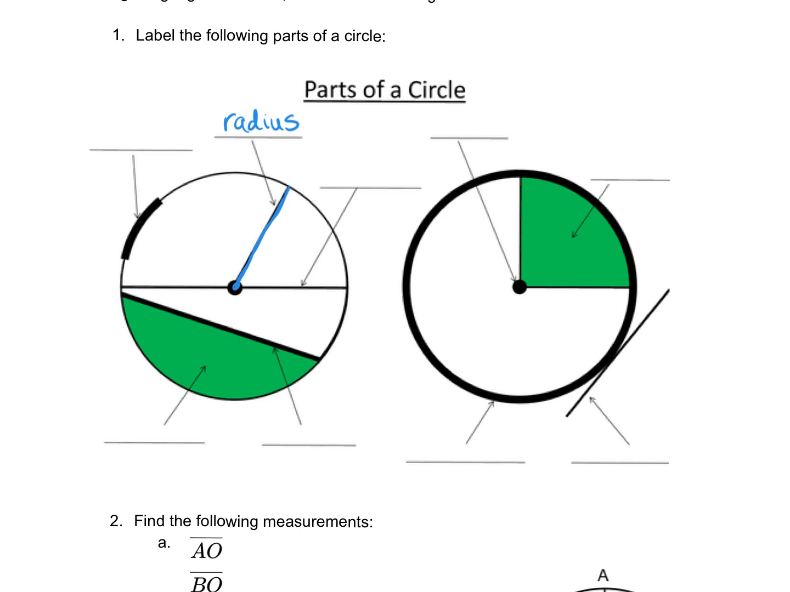And you notice that's only from the center to the outer edge, which is actually half of this line that goes all the way through the center from end to end, and we call that the diameter. Okay, so the radius is half the diameter.